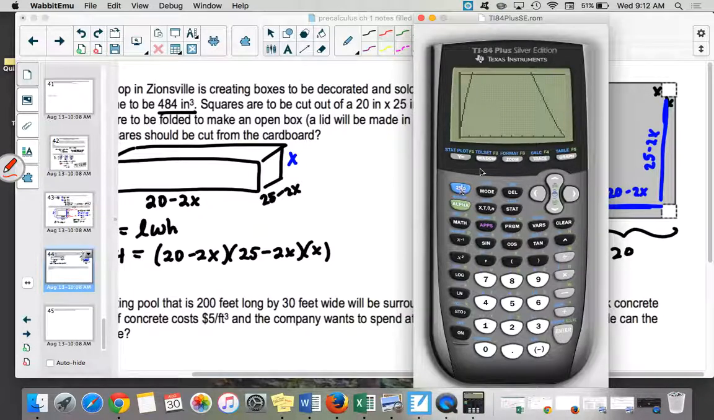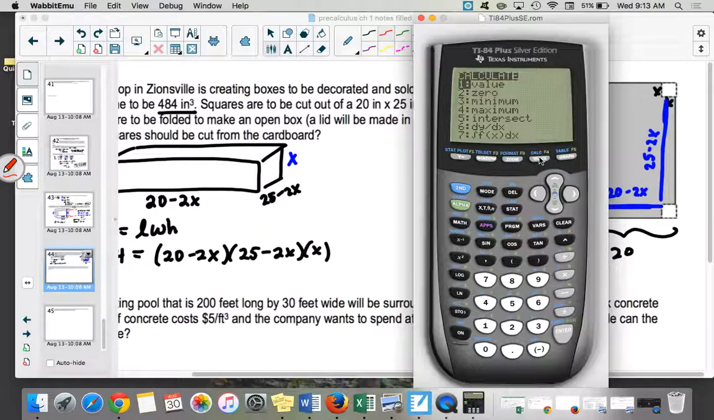Actually, let's make the window go up a little bit more. Let's go up to like 600 so we can see it a little bit better. You don't want to have a point that's off the screen. Okay, so we can see it a little bit better. So do a second trace.